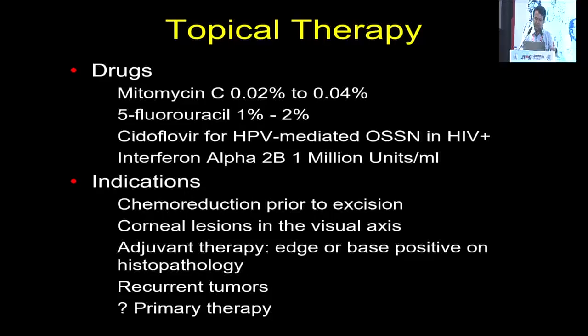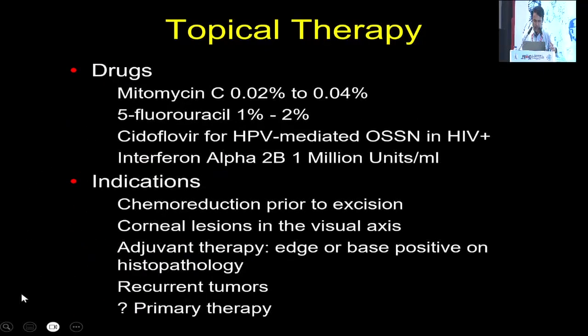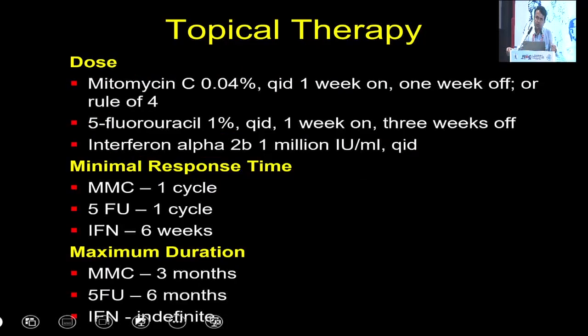These are the drugs that are used. Chemotherapeutic drugs are mitomycin and 5-fluorouracil. And the immunotherapy used is interferon. These are the chemotherapeutic agents and that is the immunotherapeutic agent. Now the dose that is used, you often keep asking. In mitomycin, it is 0.04%, or 0.4 milligram per ml.